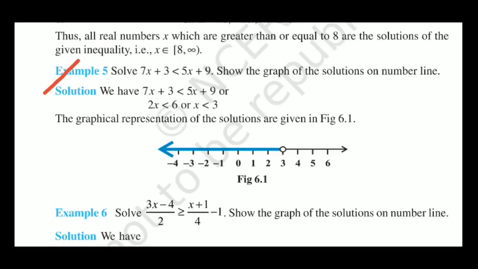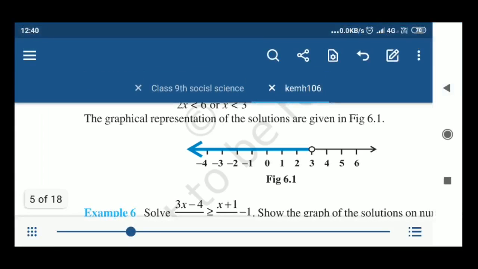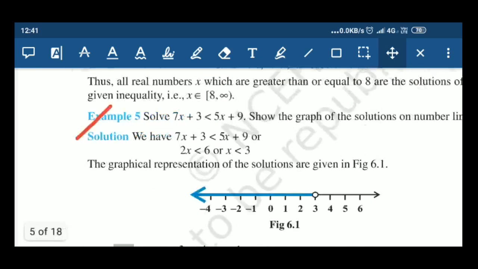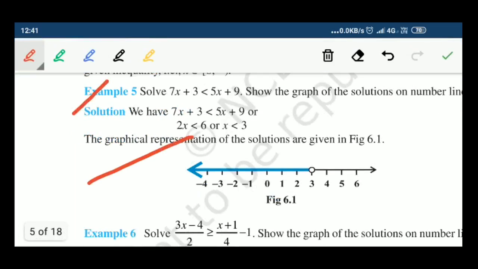Now students, we will start with the graph of the solutions on a number line. See example number 5. They have given: solve 7x plus 3 less than 5x plus 9, and show the graph of this solution on a number line. In the very first step, you will find the value of x. See the solution of this question. Its value is x less than 3.